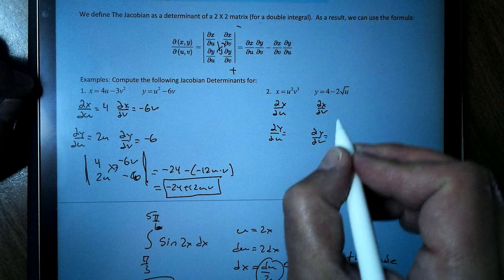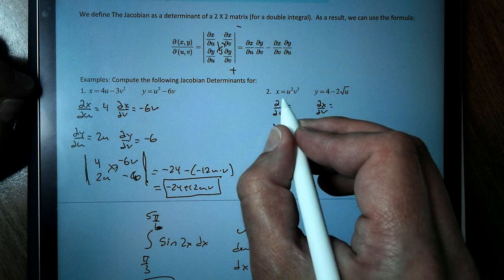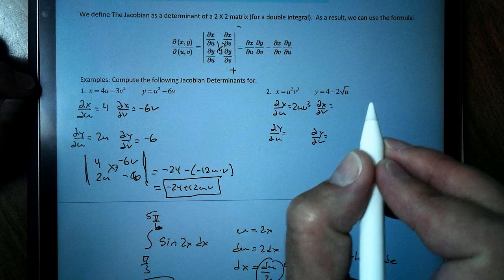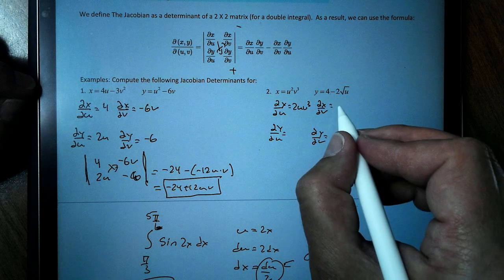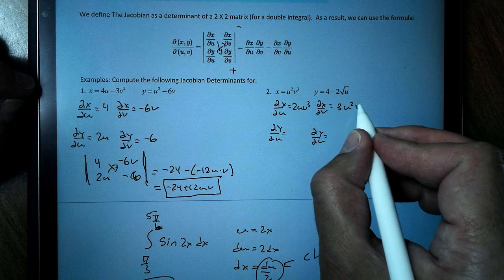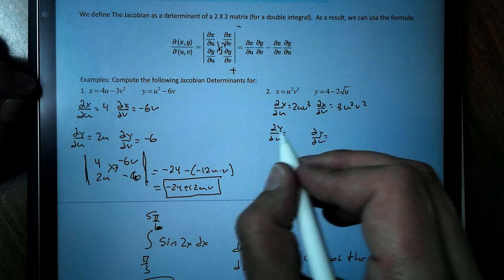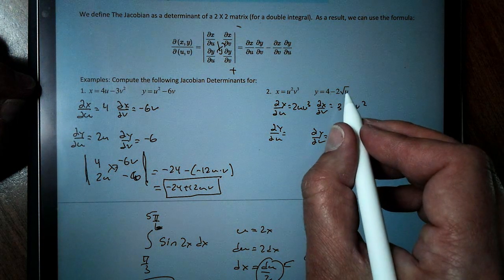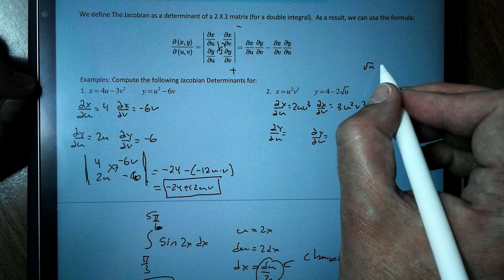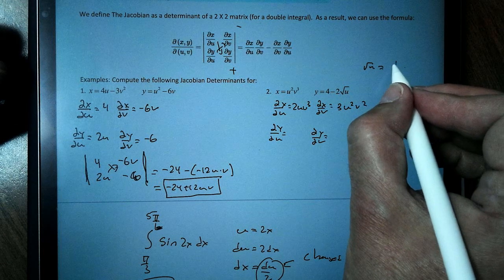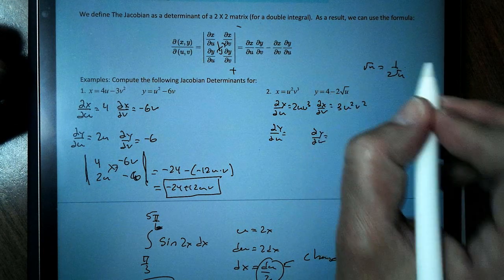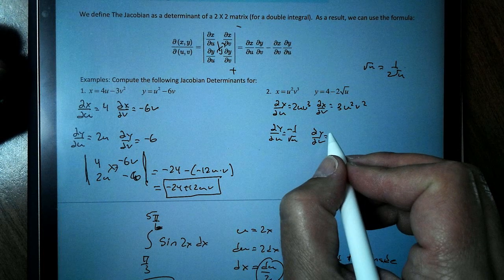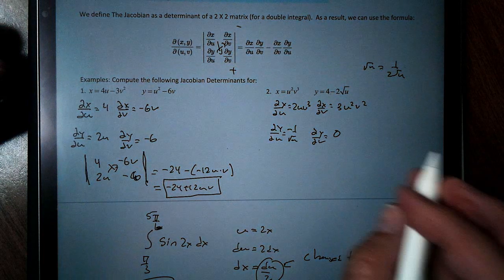All right, so let's go ahead and find all these partials here. With respect to u, we get 2u v cubed. Partial of x with respect to v, 3u squared v squared. Partial of y with respect to u. All right, this is just the derivative. Remember, the derivative of square root is just 1 over 2 root u, and those 2's will cancel, so we just get negative 1 over root u. And the partial of y with respect to v, there's nothing there, so it's just 0.